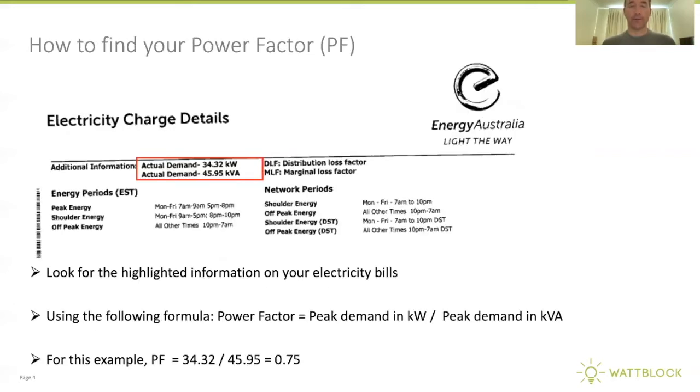If we look at a typical bill from an energy retailer such as Energy Australia, you'll see some additional information such as actual demand, which is 34.32 kilowatts, and actual demand in kilovolt amperes being 45.95. So if we apply the formula, power factor equals peak demand in kilowatts divided by peak demand in kVA, then we'll find that this building has a power factor of 0.75. So it can be improved to get it closer to 1.